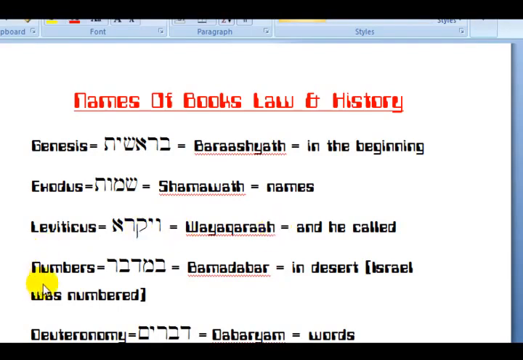The next one is Numbers. The word Numbers is Bama Debar. Ba at the beginning of a word is in. Ma Debar is desert. This is when Israel was in the desert for 40 years. Israel was numbered in there.